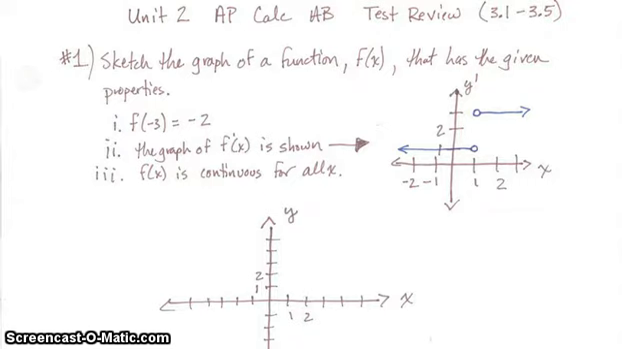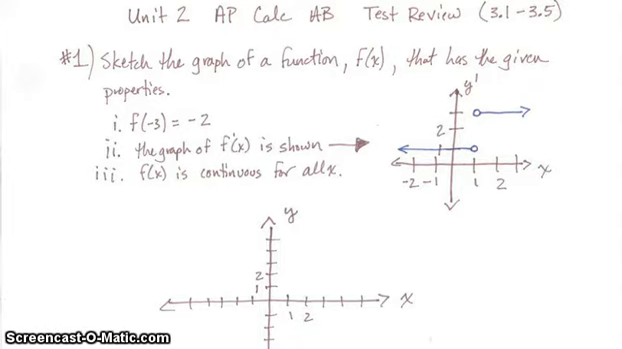Number 1, let's look at our first problem. Sketch the graph of a function f of x that has the given properties. 1, that f of negative 3 is equal to negative 2. 2, the graph of the derivative is given. And 3, the original function f of x is continuous for all x.